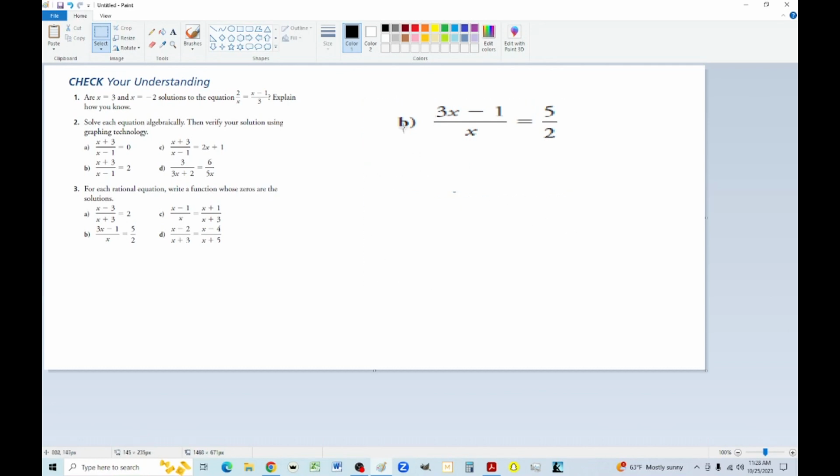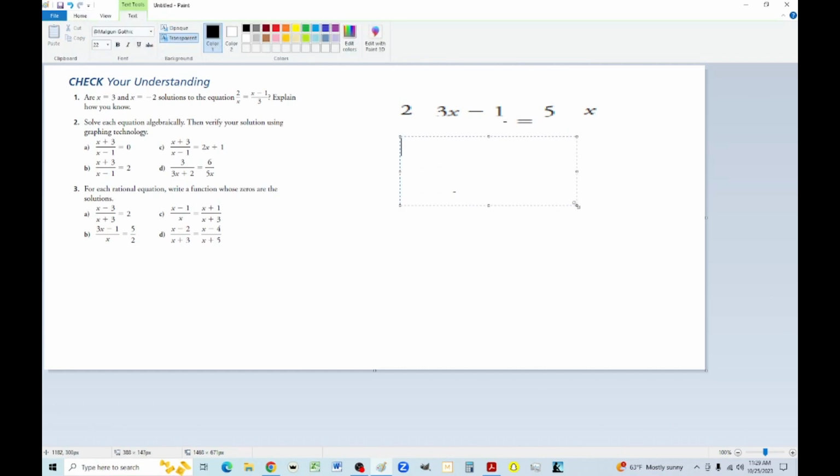So I do it the same for this one. And it just cross multiplies, the easiest way to do it, and get rid of the bottom. So I get that left side bracket multiplied by 2, I get 6x minus 2. And the right side is 5x.